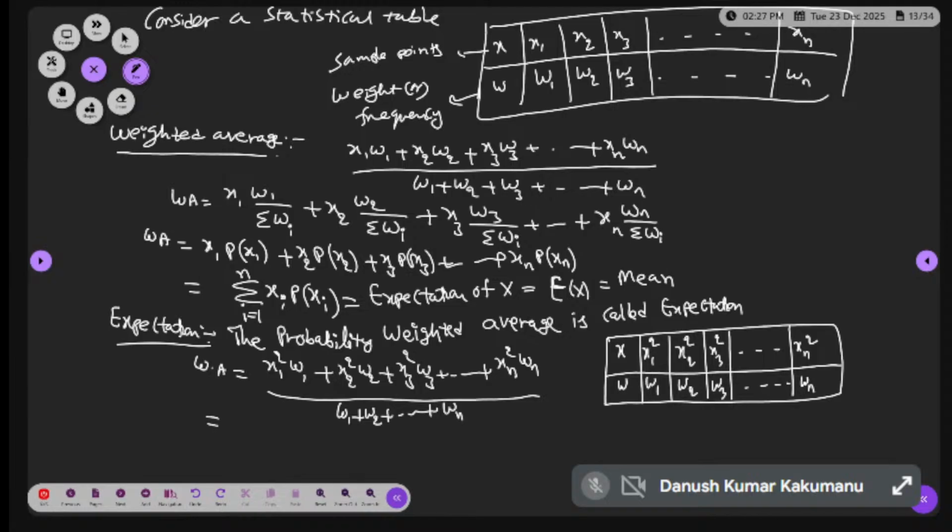So again, same logic, whatever we applied here. x1 square into omega 1 by sigma omega i, x2 square into omega 2 divided by sigma omega i, x3 square into omega 3 divided by sigma omega i, plus so on, xn square into omega n by sigma omega i. All of you understood?